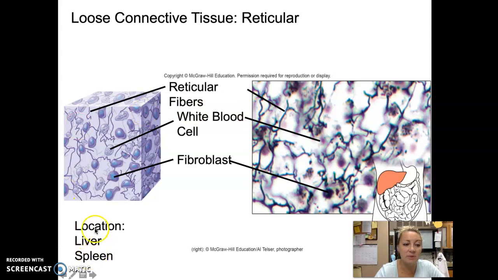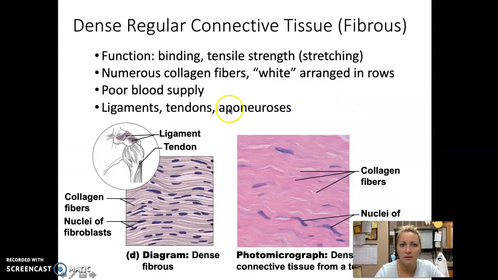So again, this is very specialized: liver, spleen, places like that. For your regular connective tissue or fibrous connective tissue, this is going to be for your ligaments and tendons. Aponeuroses are big sheet-like tendons, so like along your abs, places like that.